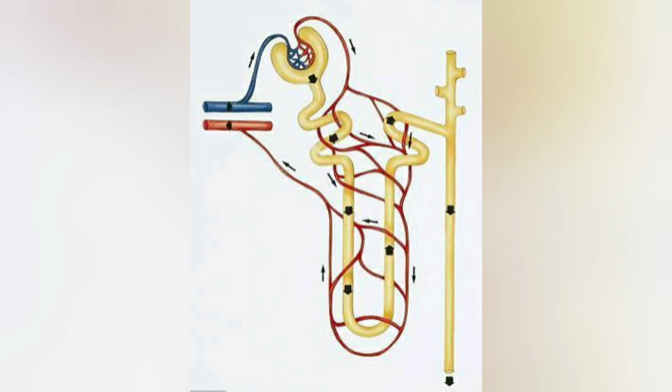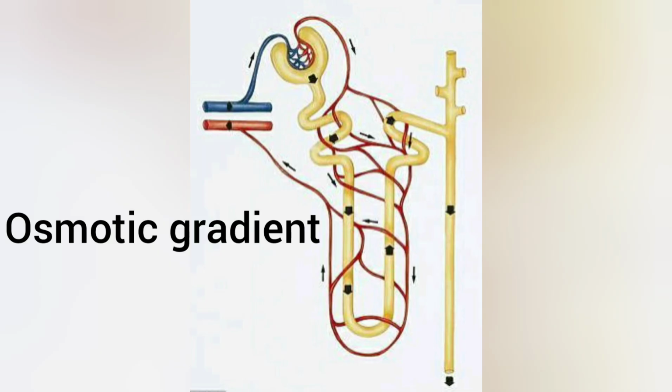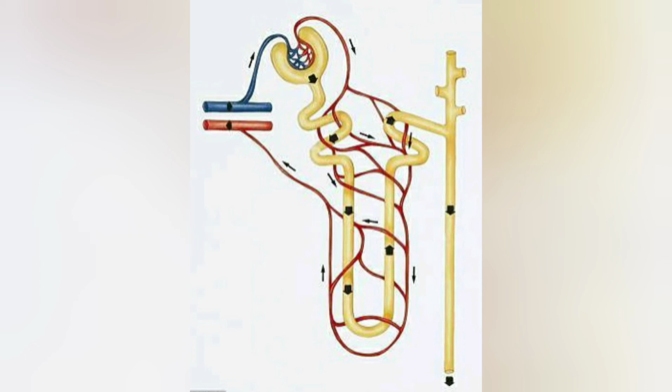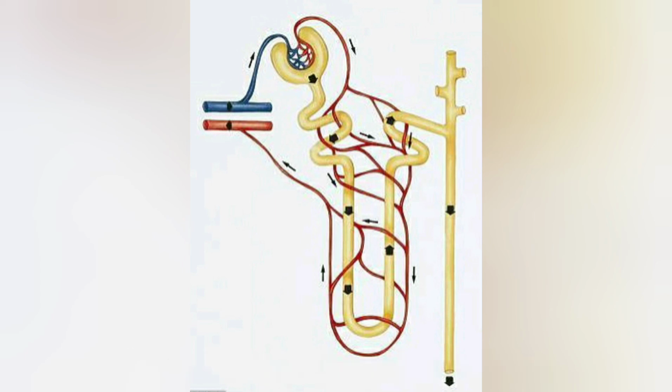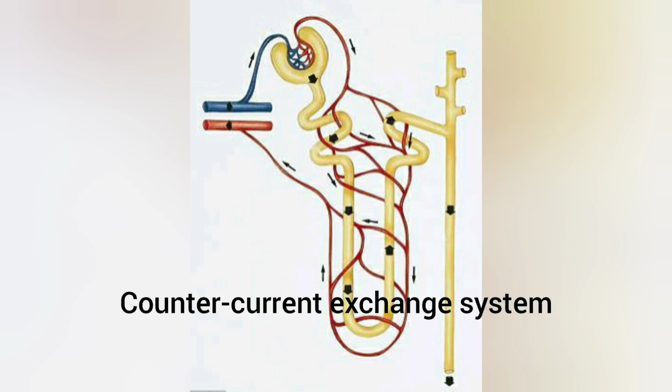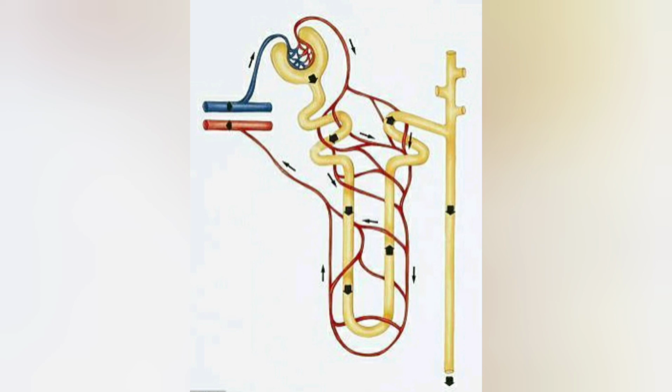Now here the osmotic gradient is more important in the medullary region for water reabsorption by the counter current system. This osmotic gradient is maintained by the vasa recta because it is operating a counter current exchange system. I already told you the vasa recta is opposite to that of the limb of Henle's loop. So the vasa recta also has descending and ascending limbs.